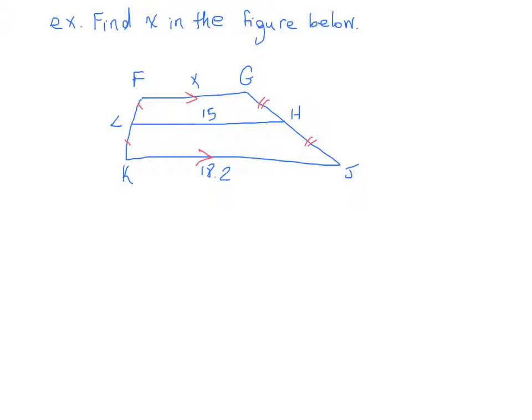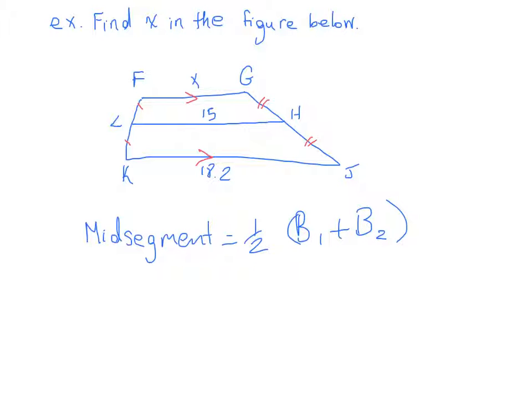So now we know that we're dealing with a mid-segment of a trapezoid, and we can use what we just learned, which is the fact that the mid-segment is equal to half of base 1 plus base 2. All right, and we know that the mid-segment is 15, so that's half of base 1, so we don't know what x is, let's call that base 1, plus base 2. But we do know that the bottom base is 18.2.